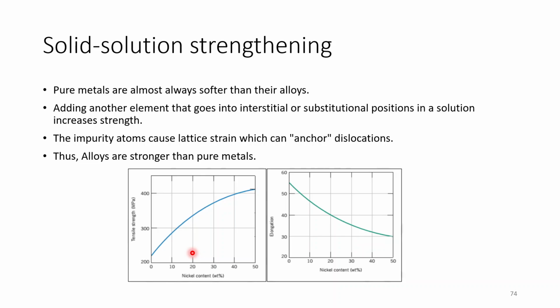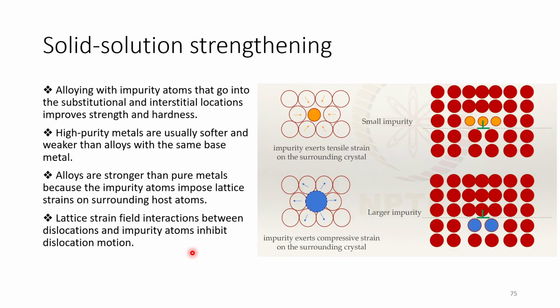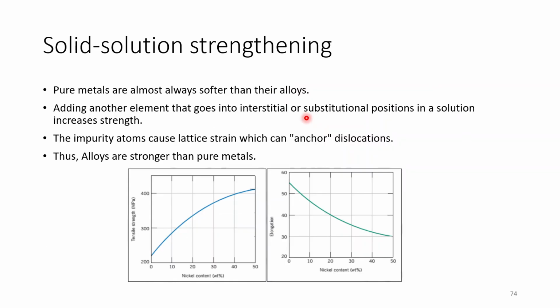Next is solid solution strengthening. Here you can see that there are impurity or solute atoms present, this yellow and this blue atoms. These will apply some strain to the lattice. This strain will provide some strengthening to the material.